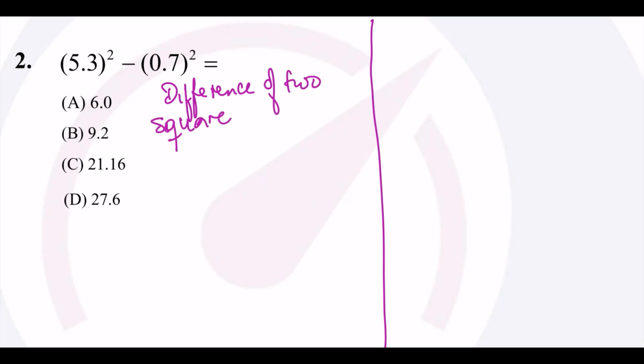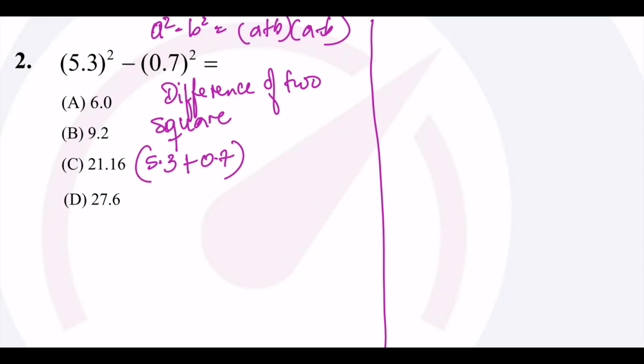And reminder, a squared minus b squared is equal to a plus b, a minus b. It doesn't matter if you put a minus b before a plus b, as long as they're both multiplying each other. So following the difference of 2 squares, we're going to have 5.3 plus 0.7 multiplied by 5.3 minus 0.7.